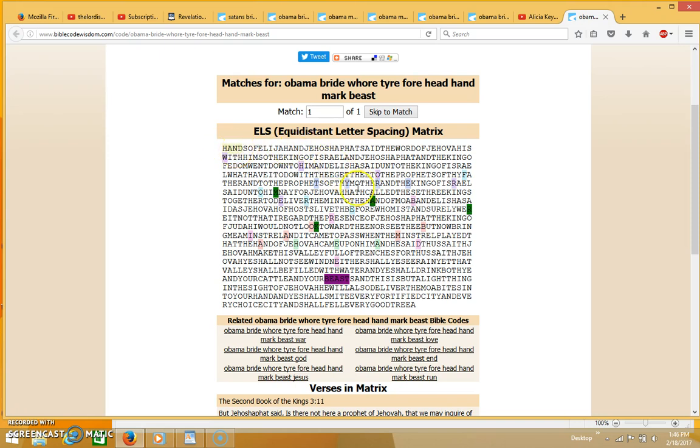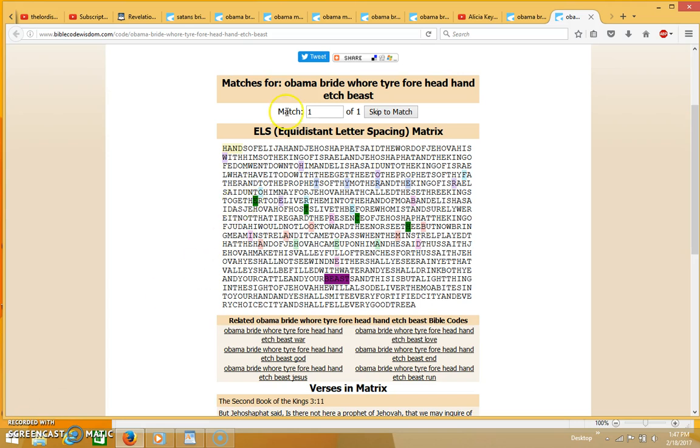And then you have the word fore coming up in the blue with the letters F, O, R, E, and the word head is coming up in the green with the letters H, E, A, D, and it's sharing the D in bride. And then you have beast coming up in the burgundy.